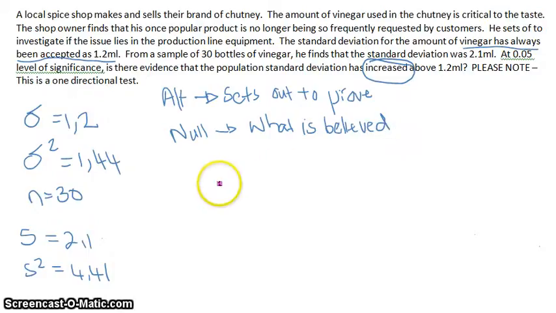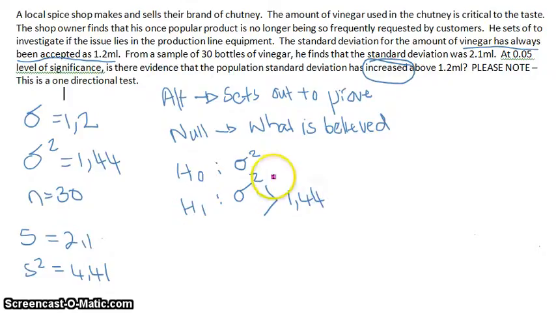Okay. So, because it's chi, we'll have population variance in both my null and my alternate. But as I said, the alternate sets out to prove what I want, because it's a change from the previous belief. So the alternate would be greater than 1.44. The null, therefore, would be smaller than and equal to 1.44. Okay, I trust that makes sense, guys.